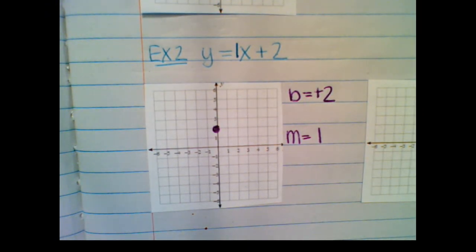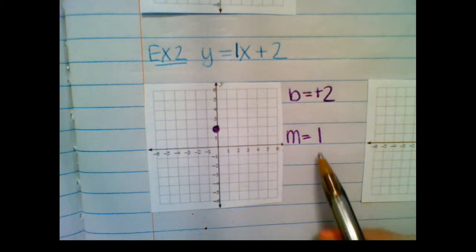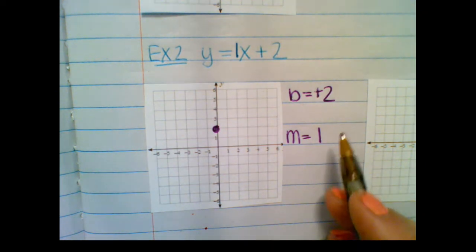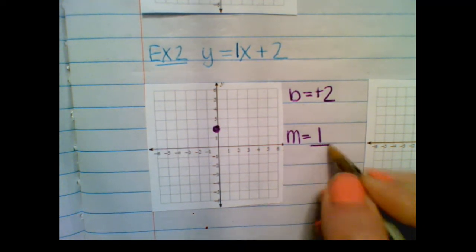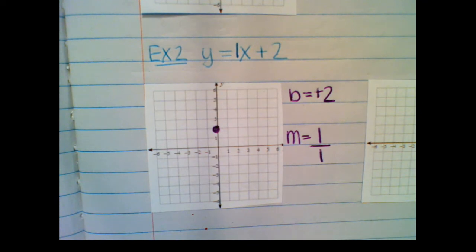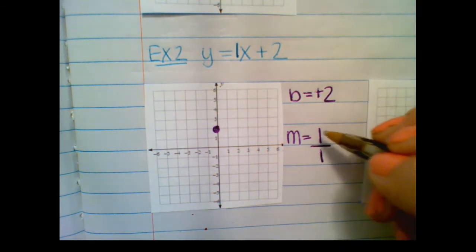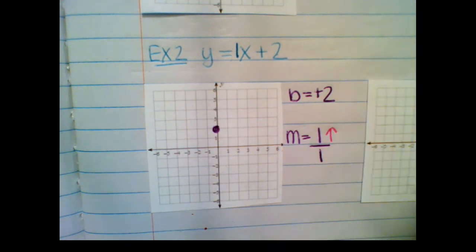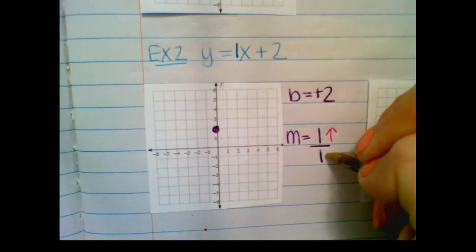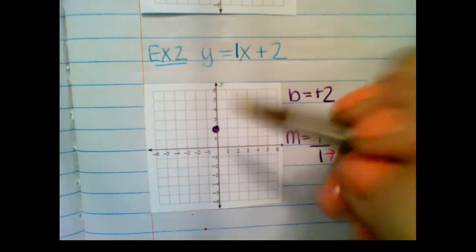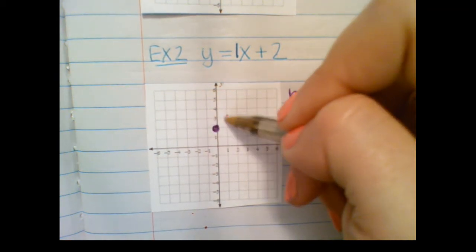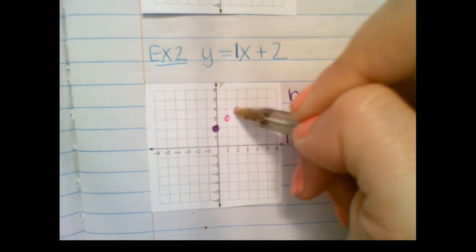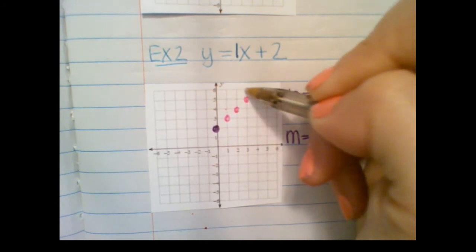Well, now that doesn't look like a fraction. And I need to make it a fraction so I know how much I'm rising and running. If you ever have a whole number and you want to make it a fraction and keep it equivalent, you would just put it over 1. So now I get my directions. Positive 1 rise means I go up. Positive 1 run means I go to the right. So from my y-intercept, I would go up 1 box, right 1 box. Up 1 box, right 1 box. And I keep going in that same exact order.